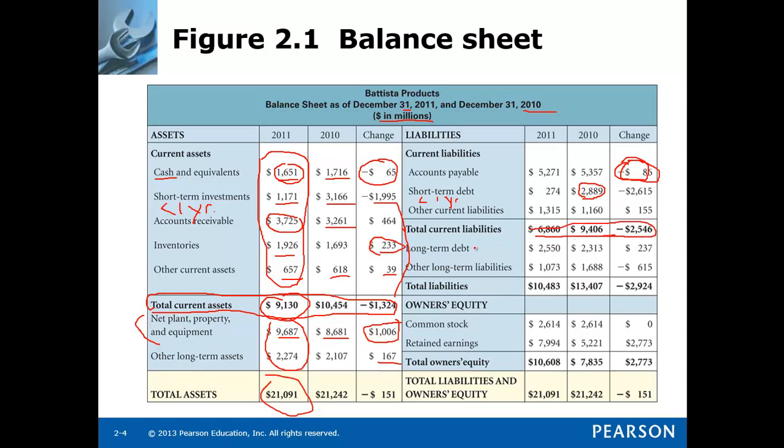Then below that they have long-term debt, or loans outstanding that are going to mature in greater than 1 year, and then other long-term liabilities. And then they add up total liabilities, which is a sum of total current liabilities, long-term debt, and long-term liabilities.